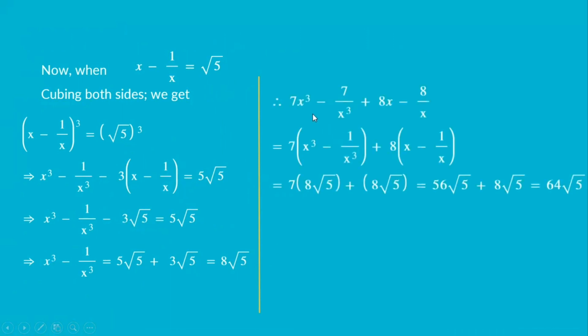Now we find the value of 7x cube minus 7 upon x cube plus 8x minus 8 upon x when x minus 1 upon x is positive root 5. Substitute the value of x cube minus 1 upon x cube, which we got as 8 root 5. X minus 1 upon x was root 5, so this becomes 8 root 5. 7 8s are 56 root 5 plus 8 root 5. 56 plus 8 we get 64 root 5. So this is how we get the value of the given expression as plus or minus 64 root 5. Got it? So we have to find taking the values plus root 5 as well as minus root 5.